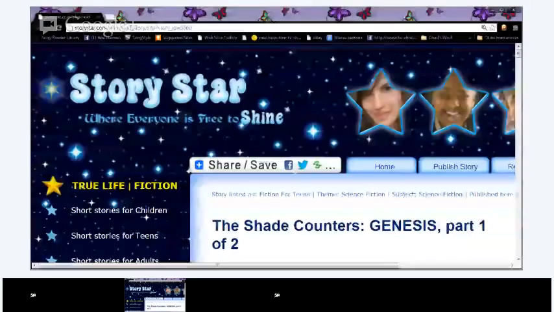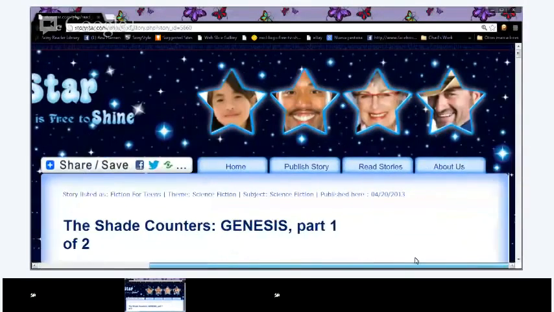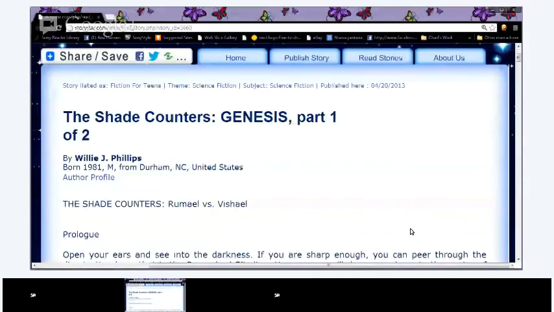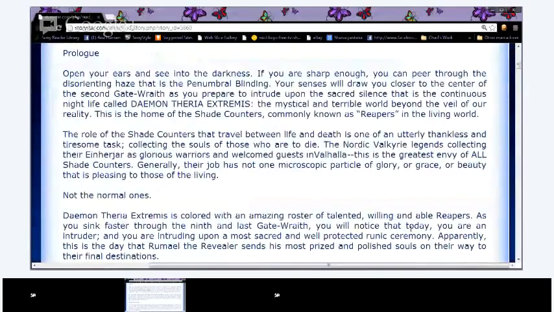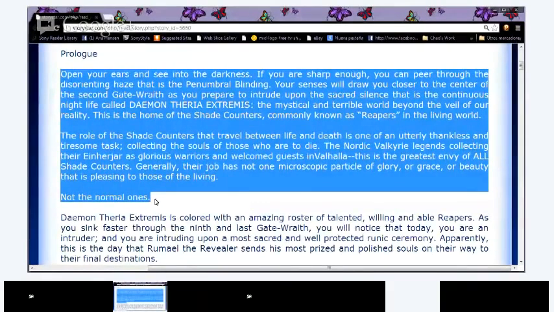We're going to start over on the left hand side. This is for Abdullah. Go ahead and take a look at the page. This is what you'll see. All right, and let me have you read the first couple paragraphs until you get to the normal ones, okay? Let's see. Okay, prologue.